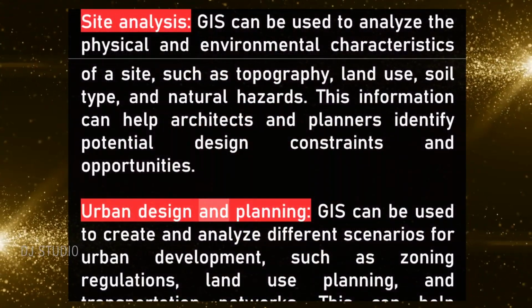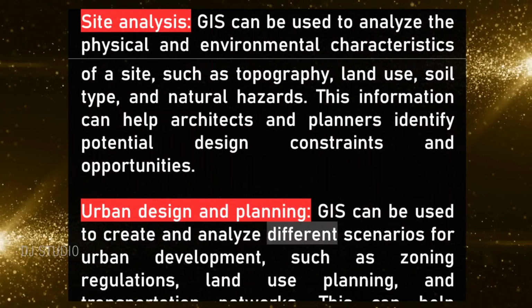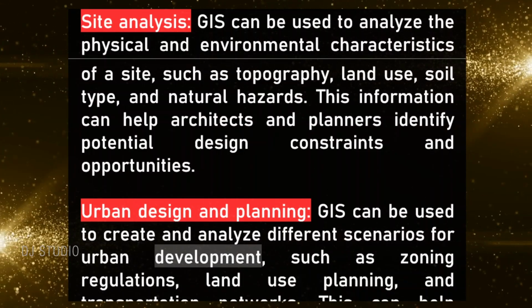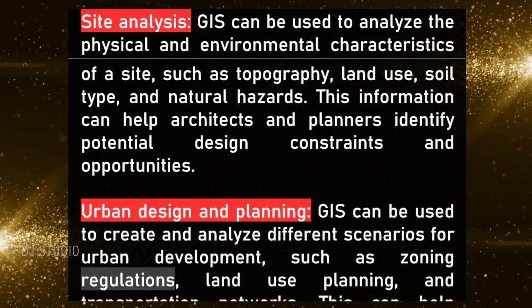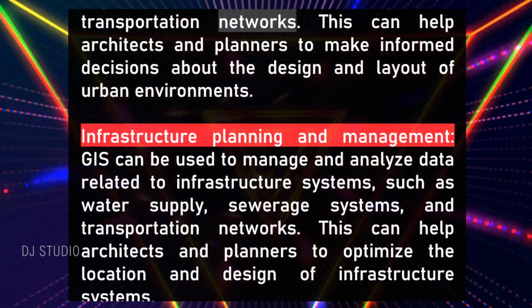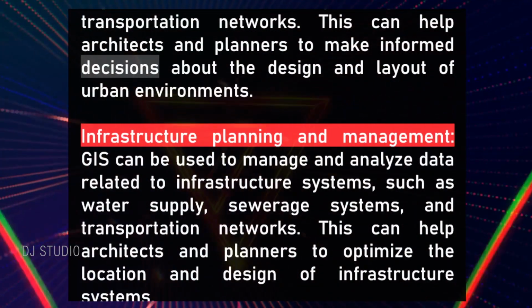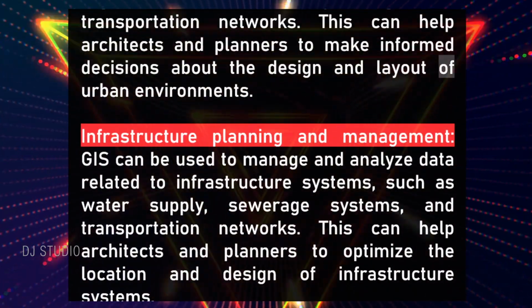Urban design and planning. GIS can be used to create and analyze different scenarios for urban development, such as zoning regulations, land use planning, and transportation networks. This can help architects and planners to make informed decisions about the design and layout of urban environments.